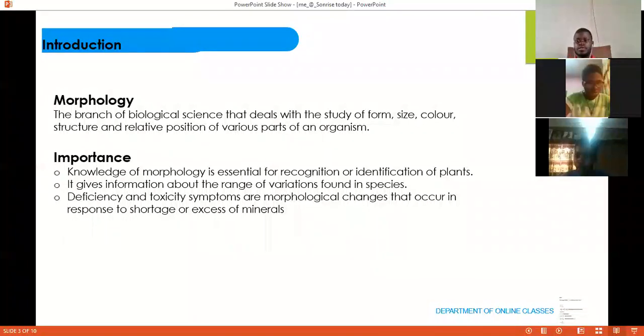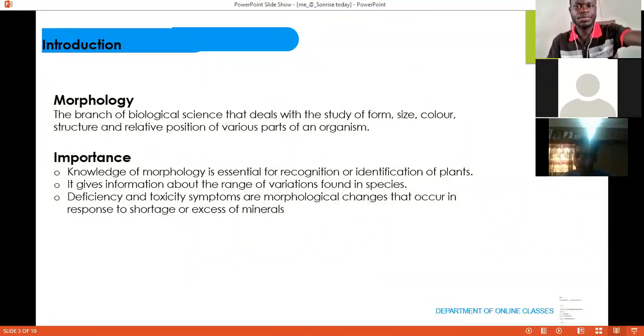So let's go straight into our lesson for today. I would like you to remember that morphology is the branch of biology that deals with the study of the form, take notes, the size, color, structure, and relative position of various parts of an organism. All right. Now, why is the study of morphology important, especially in plant biology?